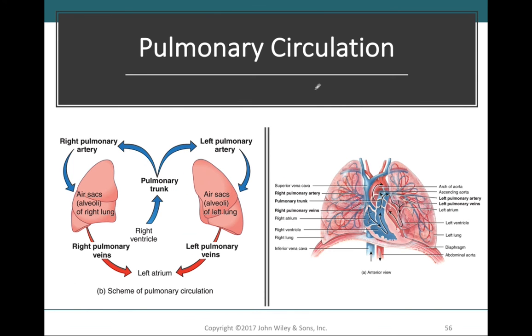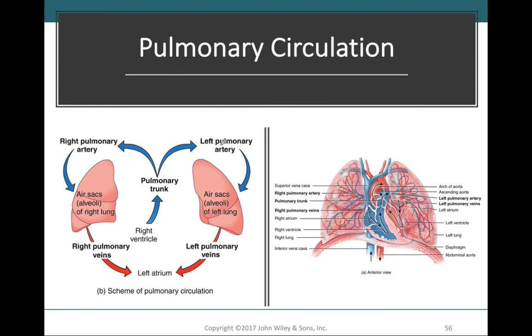Now, the pulmonary circulation is one that we should be very familiar with. The pulmonary circulation arises from the right side of the heart, and its major goal is to reoxygenate blood. The right ventricle is going to pump blood into the pulmonary trunk, and the pulmonary trunk will then bifurcate into the right and left pulmonary arteries, which will feed the pulmonary capillaries that can be found in the lungs.